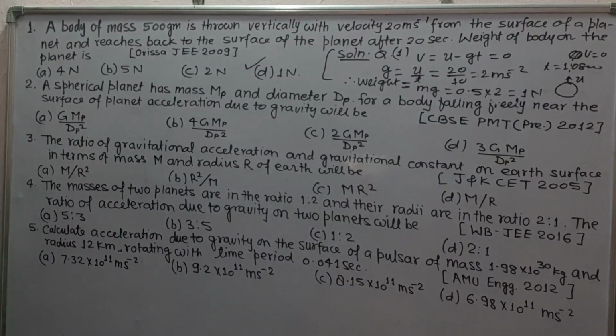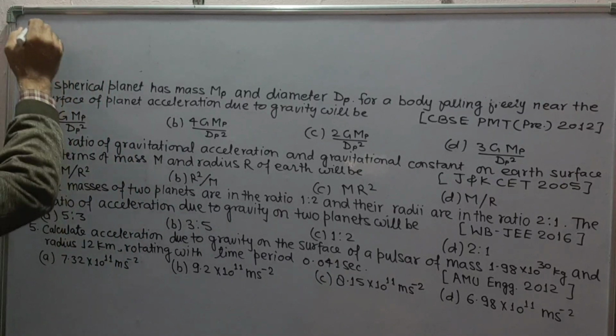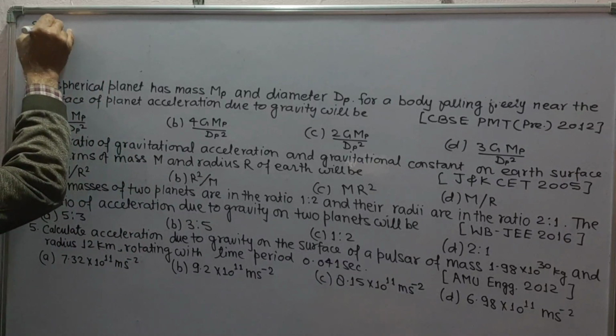Next, question number 2. The question is: a spherical planet has mass Mp and diameter Dp. For a body falling freely near the surface of the planet, acceleration due to gravity will be. These are the options. Now, solution to question 2.